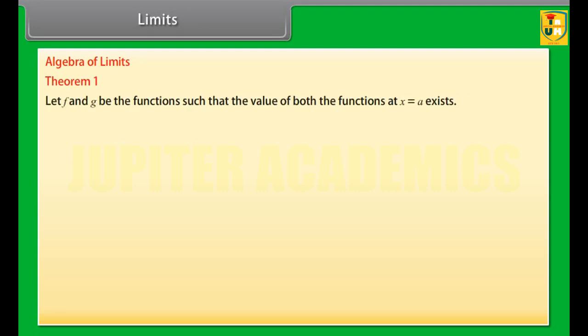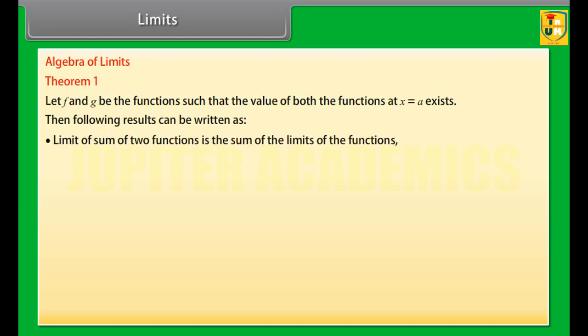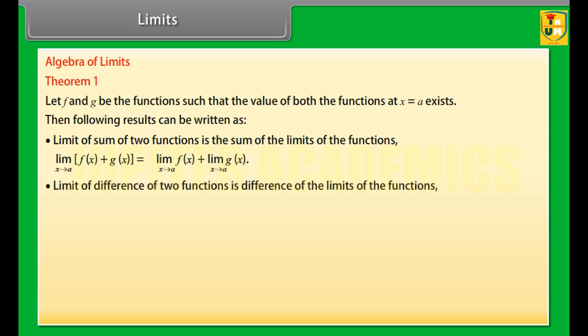Limits. Algebra of limits. Theorem 1. Let f and g be the functions such that the limit of both the functions at x is equal to a exists. Then, the following results can be written. Limit of sum of two functions is the sum of the limits of the functions. Limit x tends to a of f(x) plus g(x) is equal to limit x tends to a of f(x) plus limit x tends to a of g(x). Limit of difference of two functions is difference of the limits of the functions. Limit x tends to a of f(x) minus g(x) is equal to limit x tends to a of f(x) minus limit x tends to a of g(x).